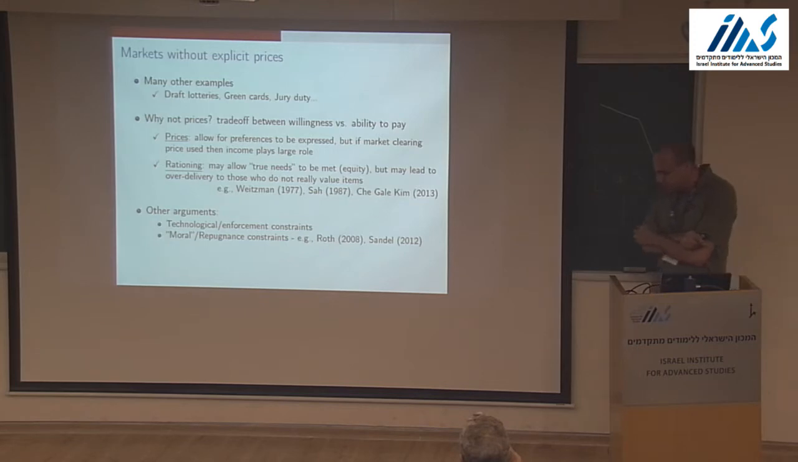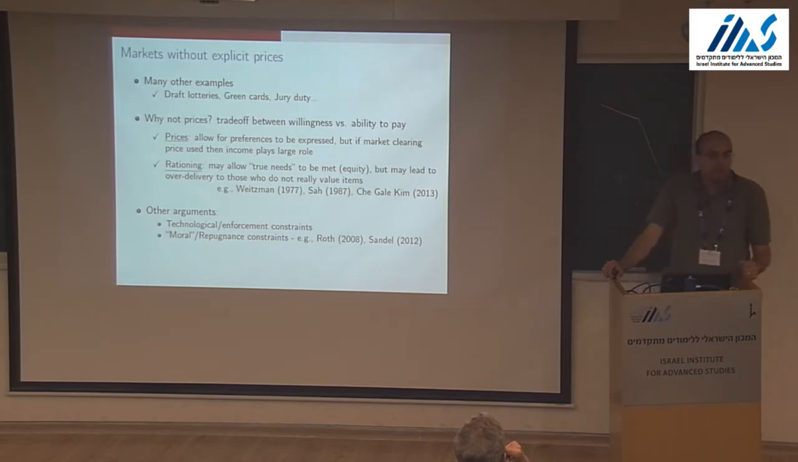And one set of arguments about why prices are not directly used has to do with a trade-off between willingness to pay of agents and the ability to pay of agents. So roughly speaking, the argument is if we have a priced or market-based allocation system, then that's going to allow for preferences to be expressed, willingness to pay to be expressed. But if a market clearing price is used, then income is going to play a large role. Those who have the ability to pay will dominate the allocation.